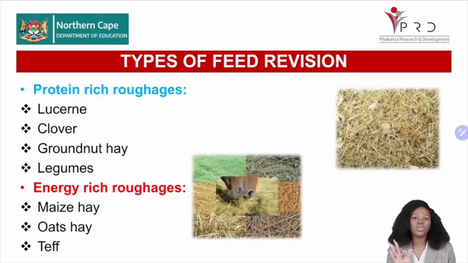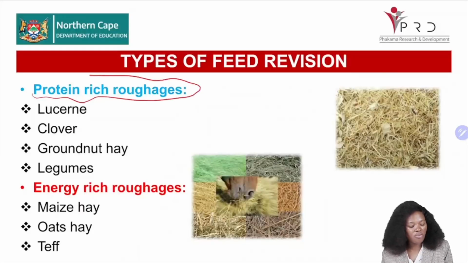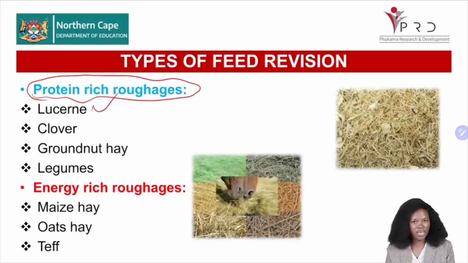Now, roughages also contain nutrients. Roughages can be protein rich or they can be energy rich. Protein rich means they have more protein than fat and carbohydrates. Energy rich means they have more carbohydrates and fat than protein. Examples of roughages that are protein rich, we can name lucerne, lucerne hay, clover, clover hay, groundnut hay. These are legumes as well.